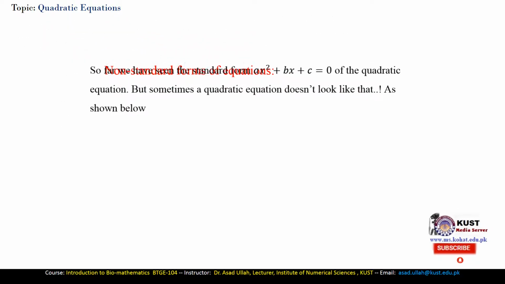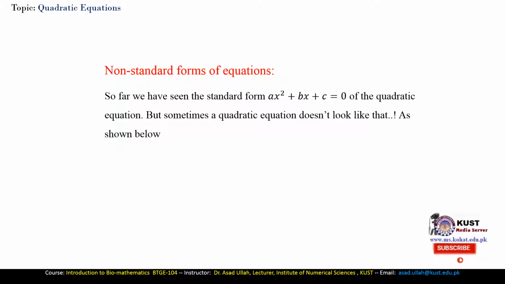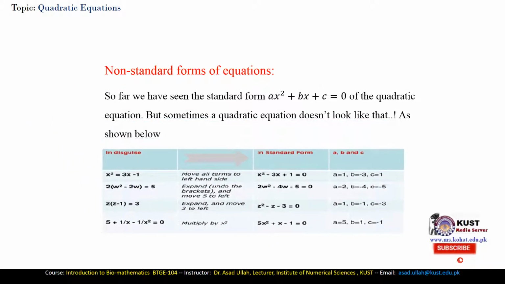Non-standard forms of the quadratic equations. So far we have seen the standard form, that is ax² + bx + c = 0, of the quadratic equation. But sometimes a quadratic equation doesn't look like that, as shown in the given table. In column number 1, we get x² = 3x - 1. This equation is not in the standard form. To convert this equation to the standard form, we add -3x + 1 on both sides of this equation. We get x² - 3x + 1 = 0. This equation is the standard form of the quadratic equation.